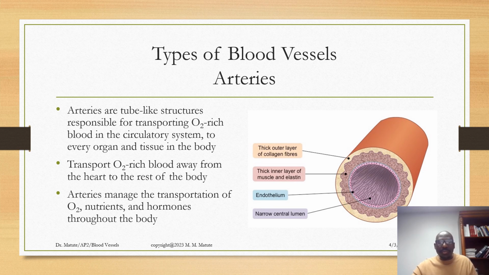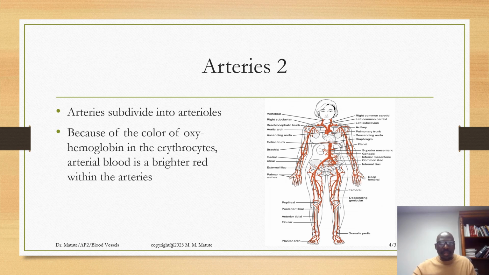And types of blood vessels, we have arteries. So we have arteries, we have capillaries, and then we have veins. So let's talk about arteries first. Arteries from the outside look reddish. They have thicker walls and they have a smaller lumen. They transport oxygen-rich blood. The blood in the arteries is reddish or pinkish. That's because of the abundance of oxygen that is in the blood.